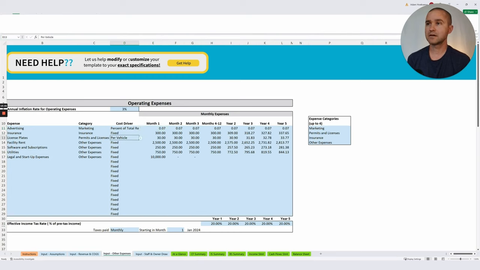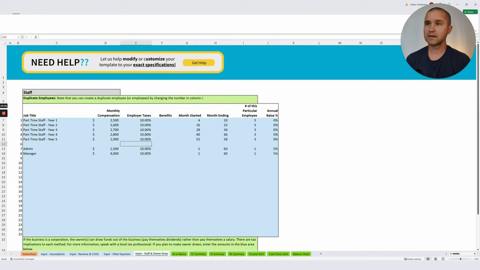And then you might have expenses like license plates that would be on a per vehicle basis. You can also do a per labor hour expense as well. And then finally, our last input tab here is our input staff and owner draw tab. So we can enter in different part-time staff. And so the idea here is that in year one, we are going to pay $2,500 per month for a part-time employee.